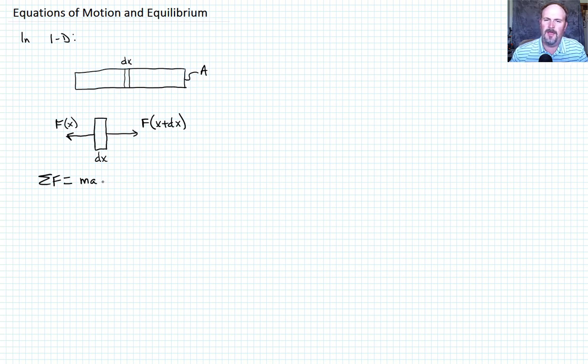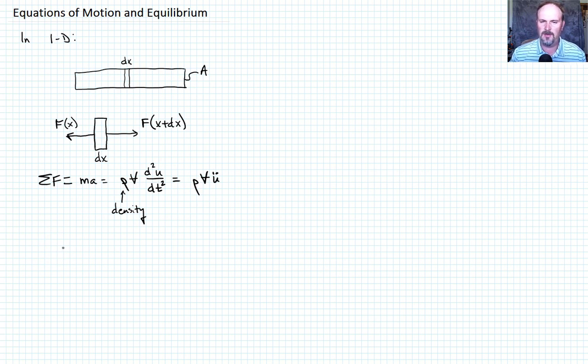We're going to write m as rho times the volume, so this is density. And then a we'll just write as d squared u dt squared. That's the acceleration in terms of a displacement. Or we can write that as rho V u double dot. Okay, those are all equivalent. So let's go ahead and write that.